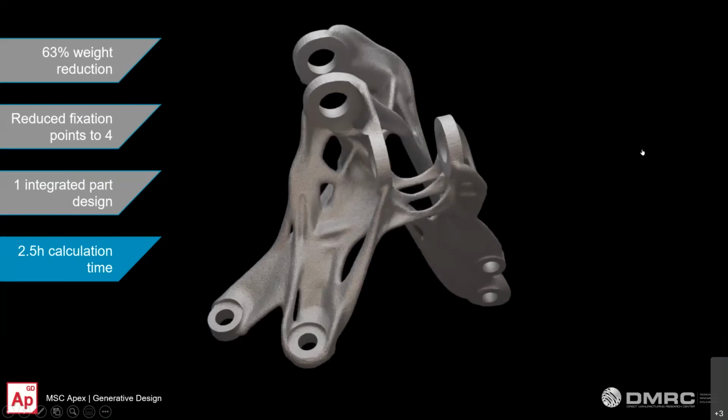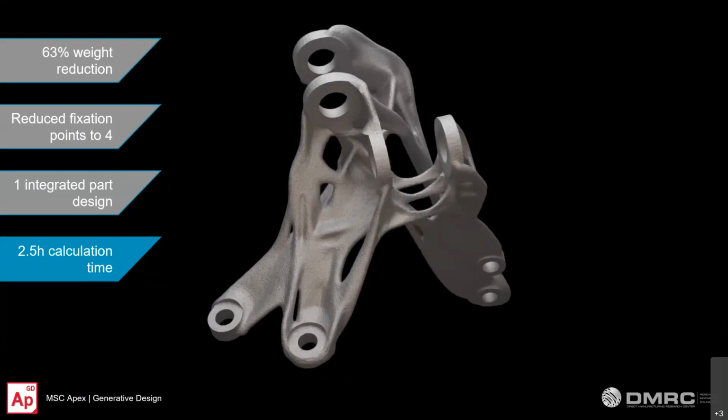We have done an optimization on it to come to one single part that can be 3D printed, and that has about 60% weight reduction. We gained this weight reduction because we did this optimization on the overall structure and rethought the idea of the product, so how the design is made, and by that reduced the fixation points and went from two different parts to one integrated part design. So we found a very new design, even a new concept of this assembly, using our software, and all of this in a very short time of just 2.5 hours calculation time.